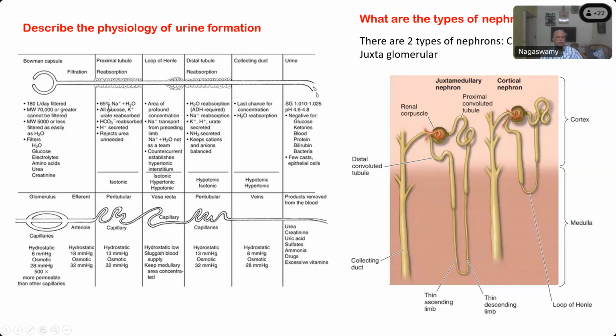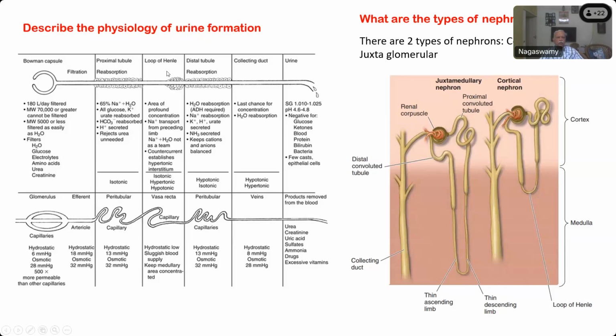And 65% of sodium and water are reabsorbed here. And all glucose, potassium, urate are also reabsorbed. Bicarbonate is also reabsorbed, but hydrogen ions are secreted into the tubular fluid, and it rejects unneeded urea. Excess urea also will be allowed to pass through.